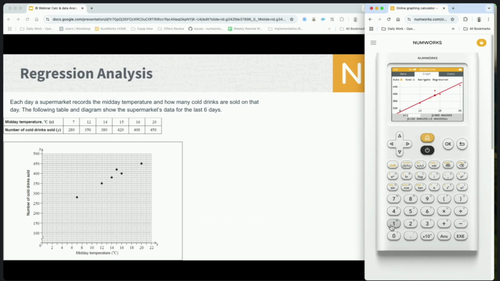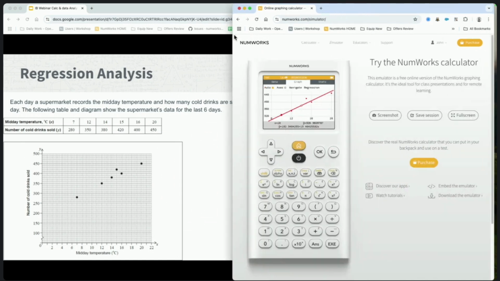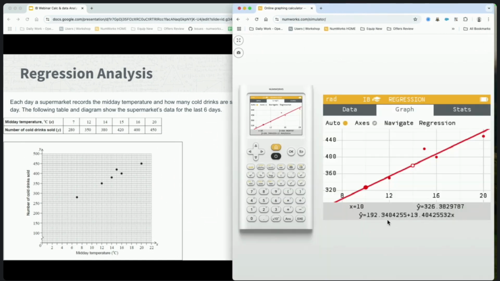So then if I want to know what's happening when X is 10, I can just type in 10 and it'll jump to it. And it'll tell me that when X is 10, according to my model, we predict that we'll sell 326 or 327.